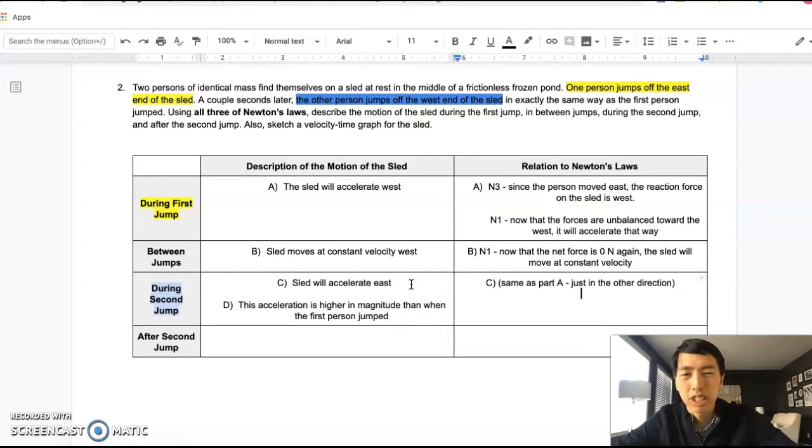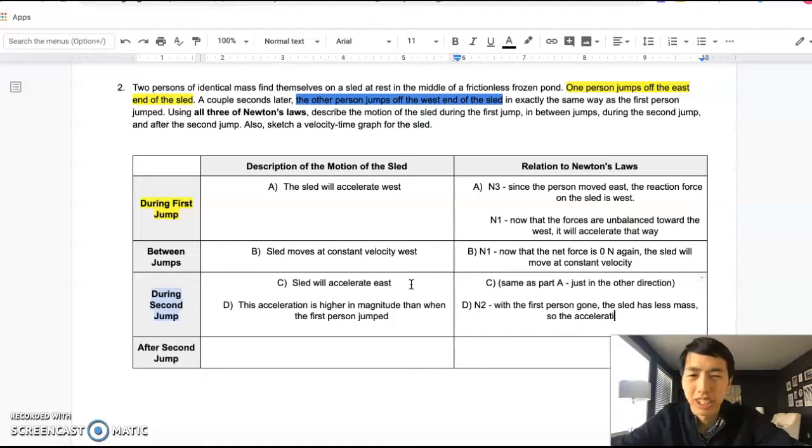And the explanation is Newton's second law, N2. With the first person gone, the sled has less mass, so the acceleration is greater. Okay, Newton's second law, acceleration equals force divided by mass.